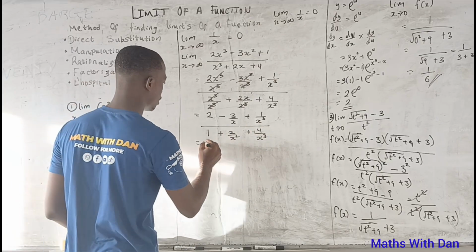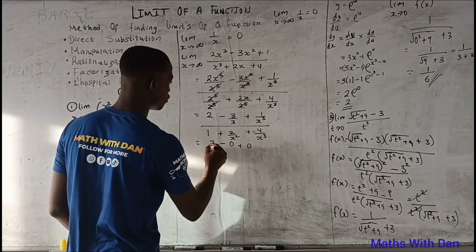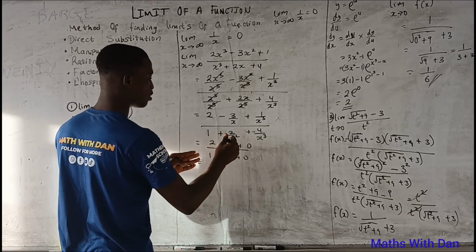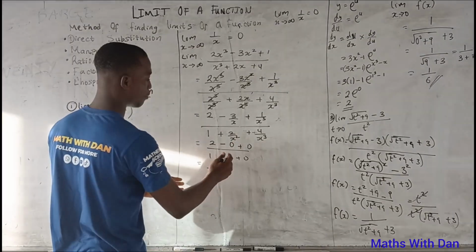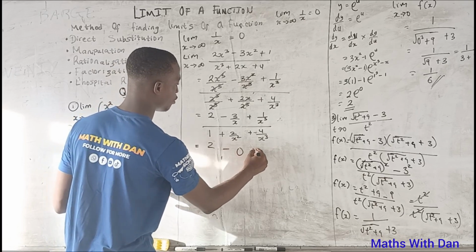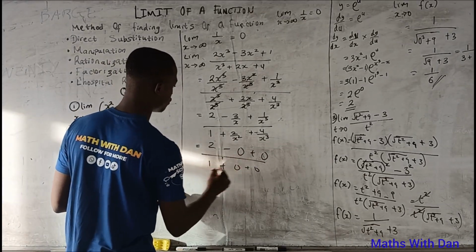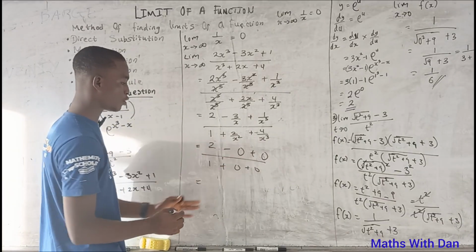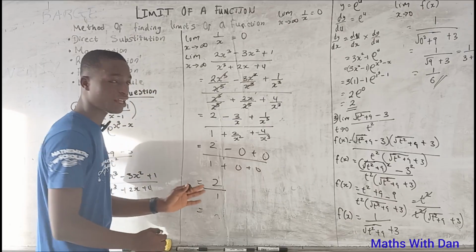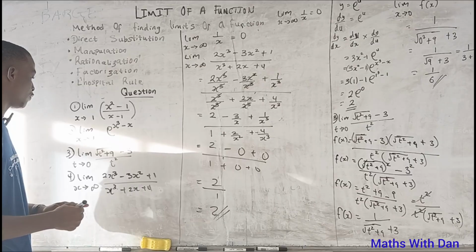So you're now going to have your function as 2 minus 0 plus 0 over 1 plus 0 plus 0. So 2 minus 0 plus 0 is 2. And 1 plus 0 plus 0 is 1. So 2 divided by 1 is 2. So that would be the final answer for the question.